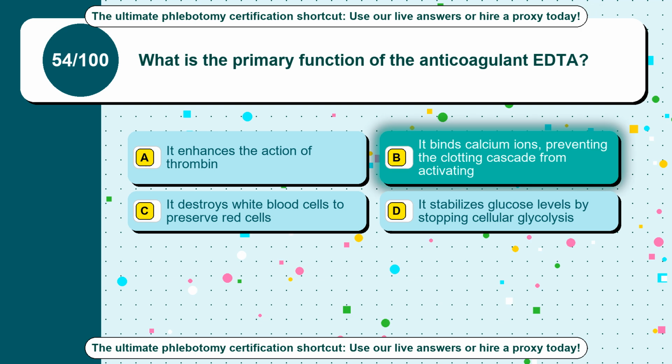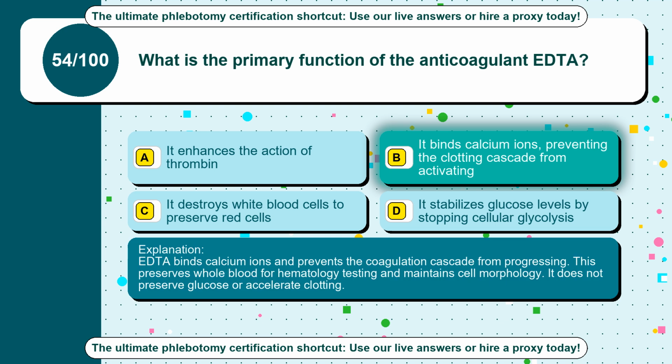The correct answer is option B, it binds calcium ions, preventing the clotting cascade from activating. EDTA binds calcium ions and prevents the coagulation cascade from progressing. This preserves whole blood for hematology testing and maintains cell morphology. It does not preserve glucose or accelerate clotting.